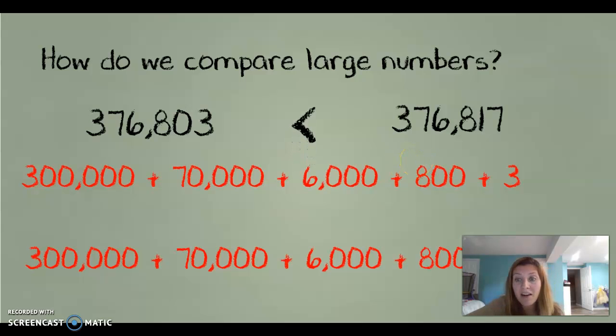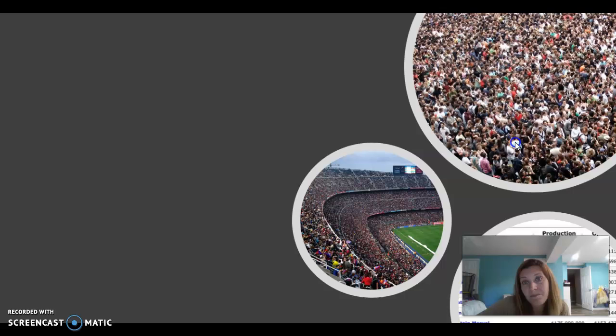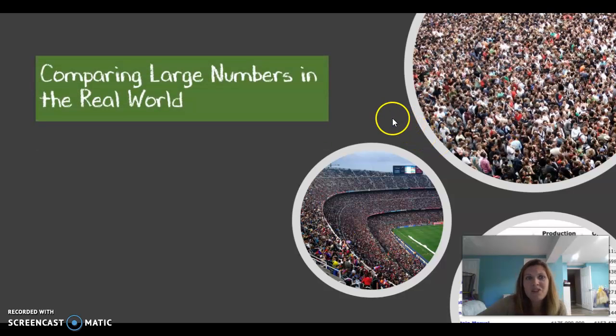So we're going to write our less than symbol, making sure that the opening is going towards the larger number and the point is going towards the smaller number. You can always think of an alligator's mouth, and it wants to open wide to the number that is the greatest. Then if we go back and read this statement, we would say 376,803 is less than 376,817.